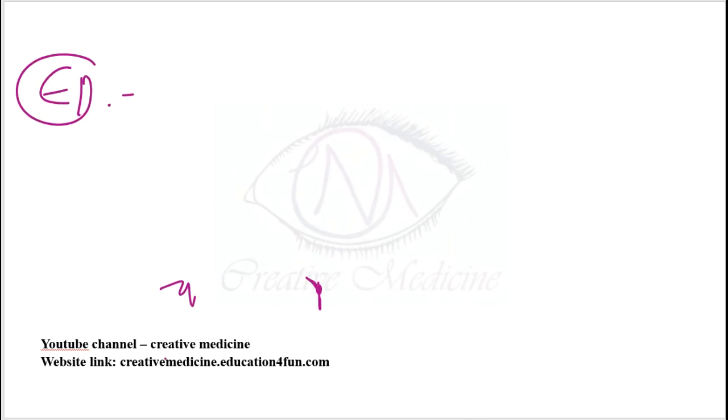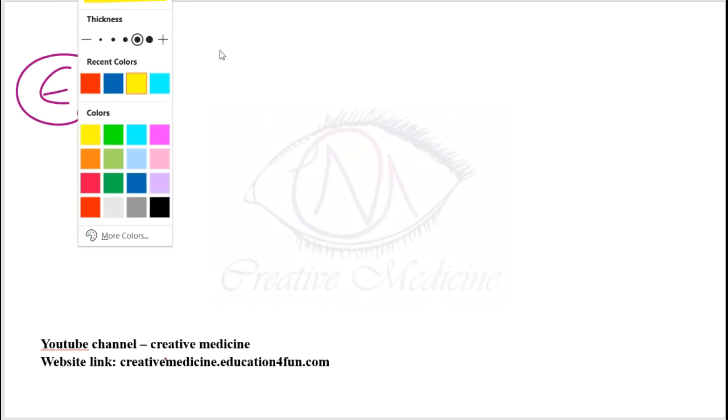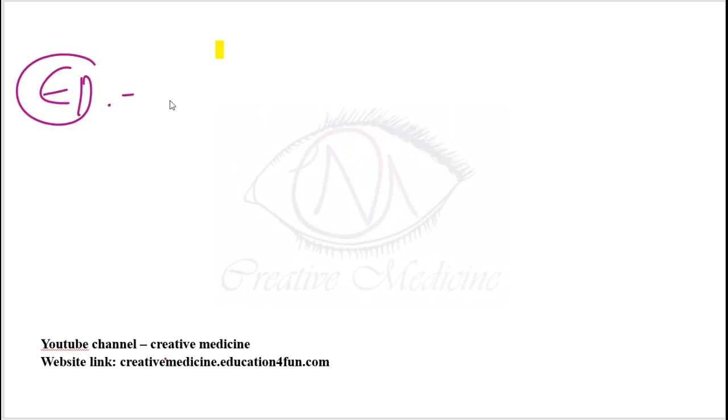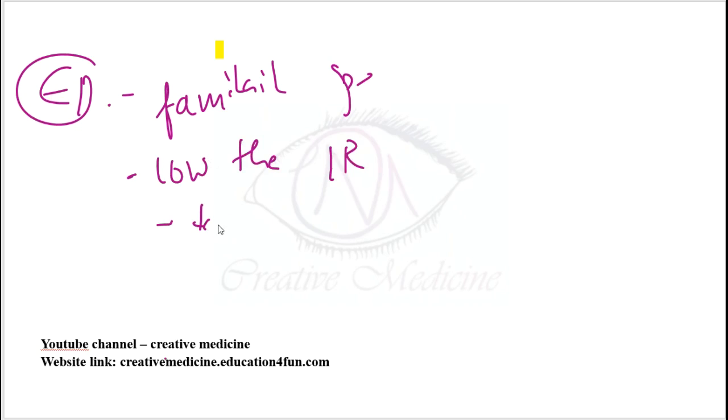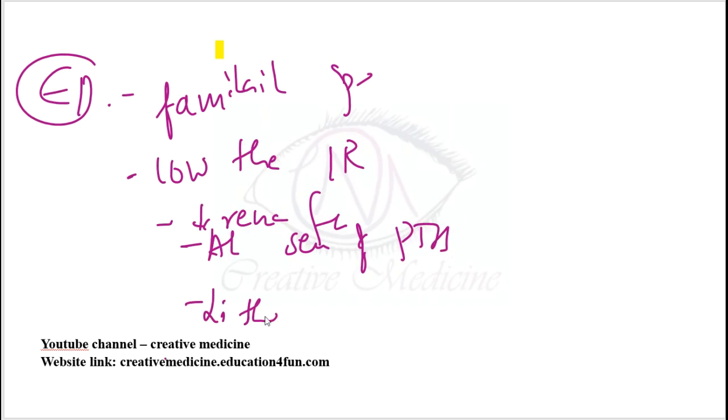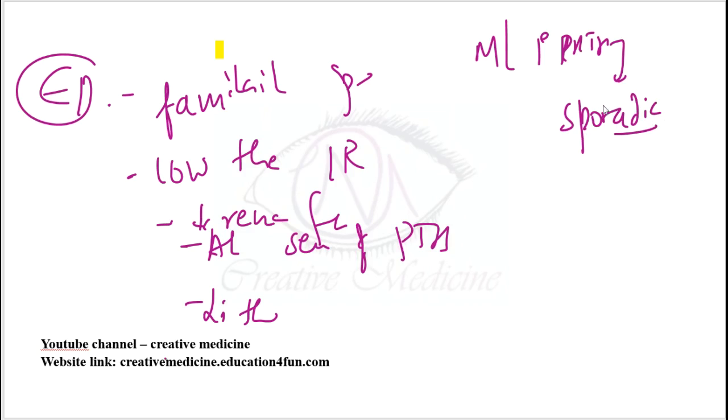So if you see the etiology of hyperparathyroidism, it includes familial predisposition, exposure to low therapeutic ionizing radiation, declining renal function with age, or alteration of sensitivity of parathyroid gland to suppression by calcium and lithium therapy. All these are etiological factors, and most cases of primary hyperparathyroidism are sporadic.